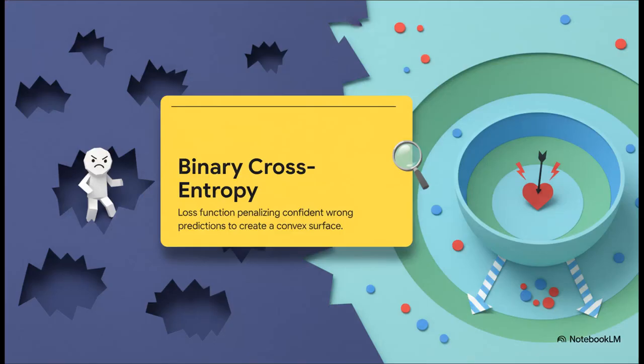Which brings us to section 3, binary cross-entropy, the cost of being wrong. Now, you absolutely cannot use traditional mean-squared error to train this thing. If you do, the sigmoid function is going to create this bumpy, chaotic landscape full of local minima, and your learning algorithm will just get completely stuck.